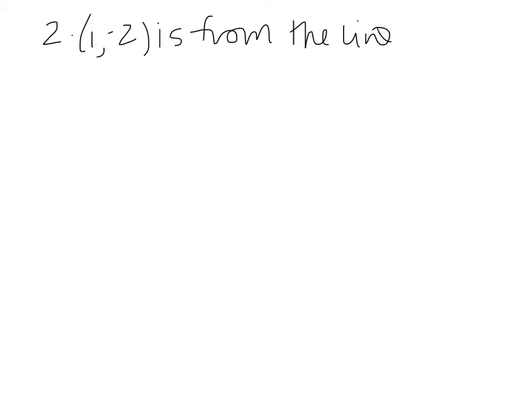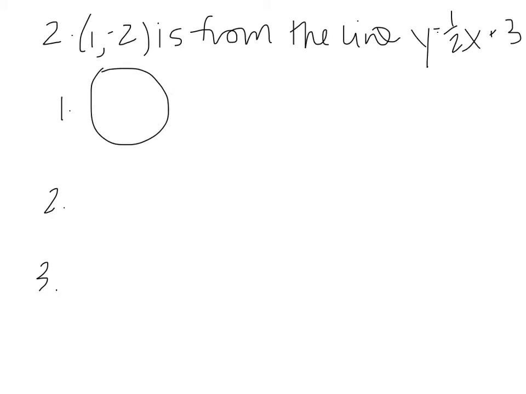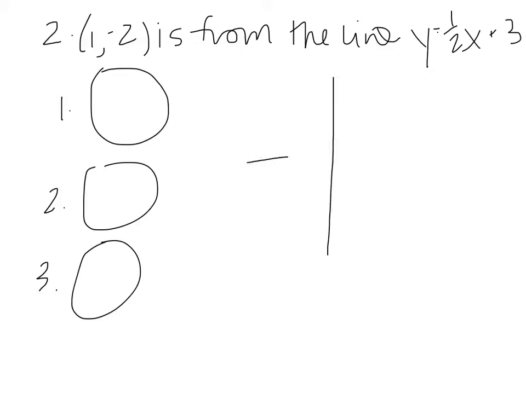Question 2 asks us to find how far the coordinate (1, -2) is from the line y equals half x plus 3. So we should have 3 different steps to do. And we can draw our graph for these points.